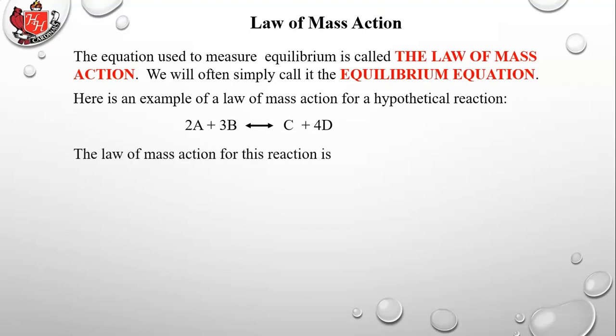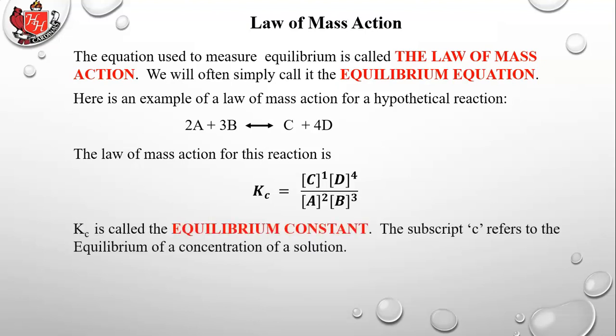The law of mass action for this reaction is Kc equals concentration of C to the first, concentration of D to the fourth, over concentration of A to the second, concentration of B to the third. So we'll break that down to understand what that means. Kc is called the equilibrium constant. And it's the equilibrium constant specifically for concentrations. That's really what the C stands for.